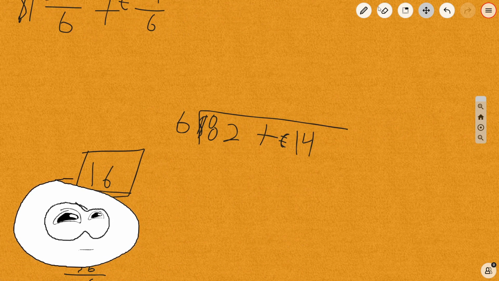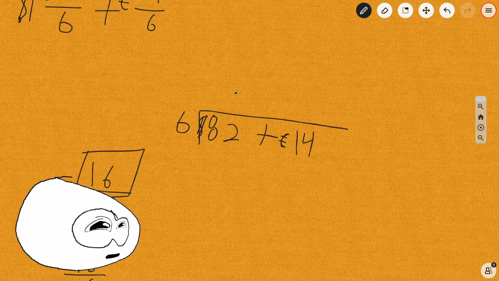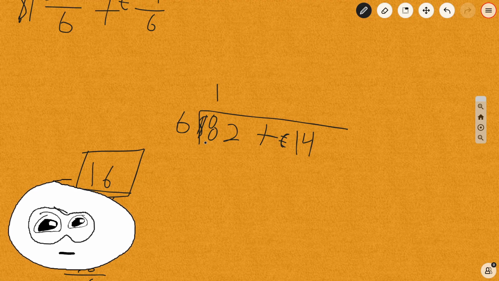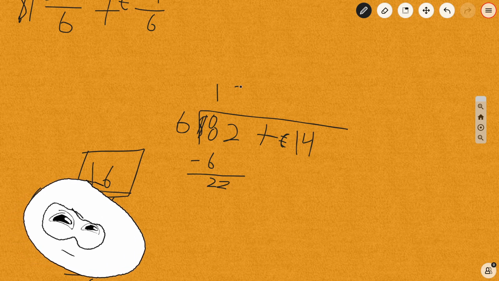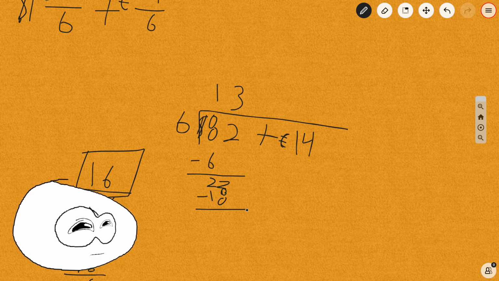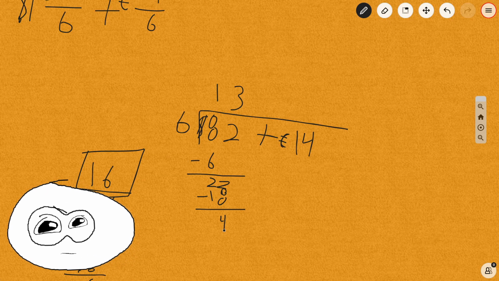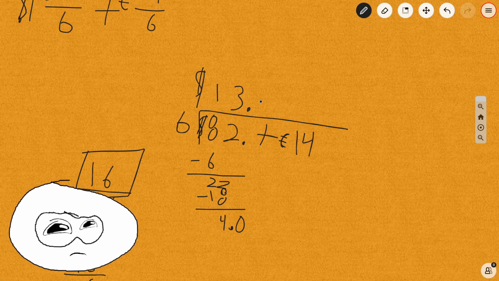Okay. So, let's do... Ooh. How many times does 6 go into 8? At least one time. You got 22. How many times does 6 go into 22? Like 3? 18? So you're left over with 4. And then now you gotta get into change. How many times does 6 go into 40? That'd be 9.